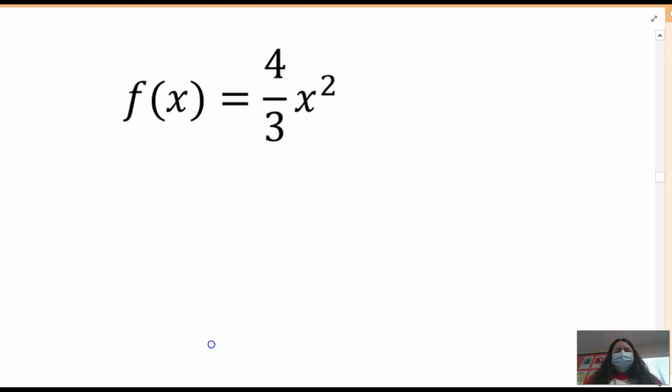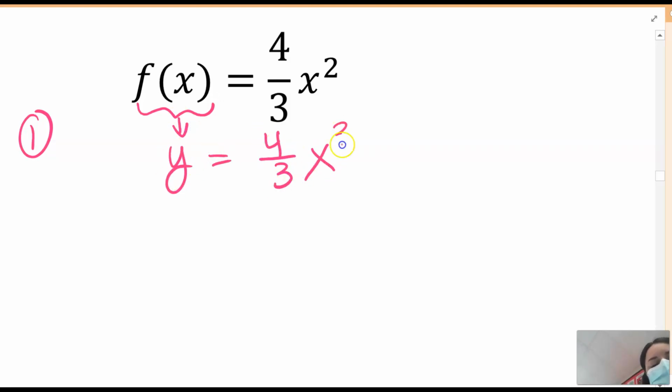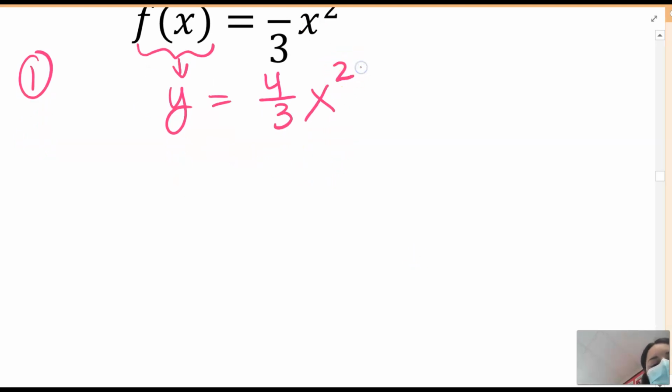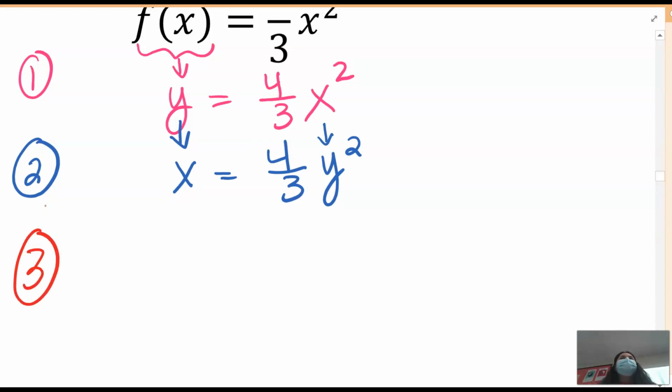All right, go ahead and copy this one now. F of x equals 4/3 times x squared. All right, it is a fraction, so I'm going to leave it as a fraction. But step 1, again, is always the same. Step 2 is always the same. Switch this to y. 4/3 x squared. Oops, I changed it to a cube, but that's squared. Step 2, switch the x and the y. Okay. Then step 3 is to solve for y.